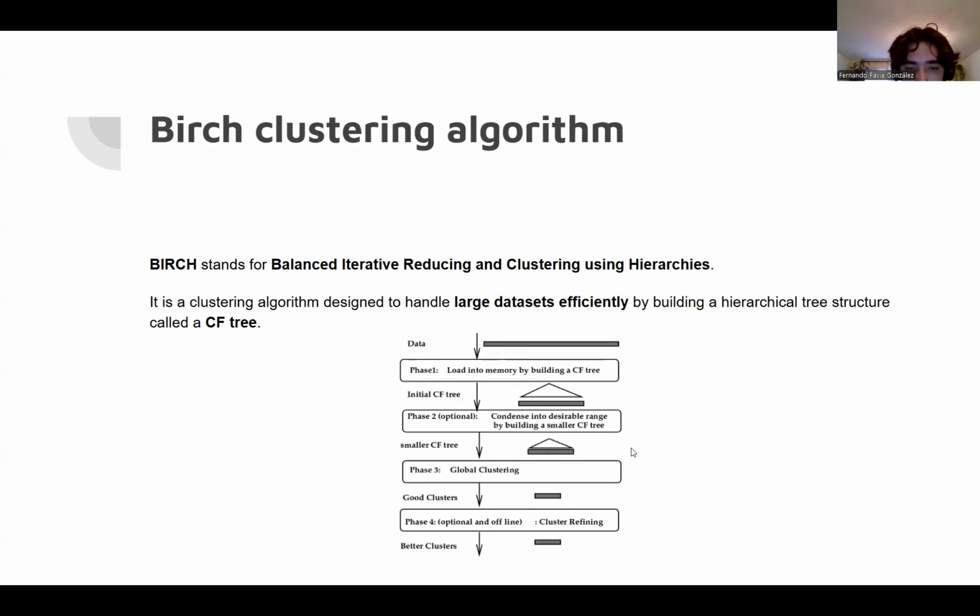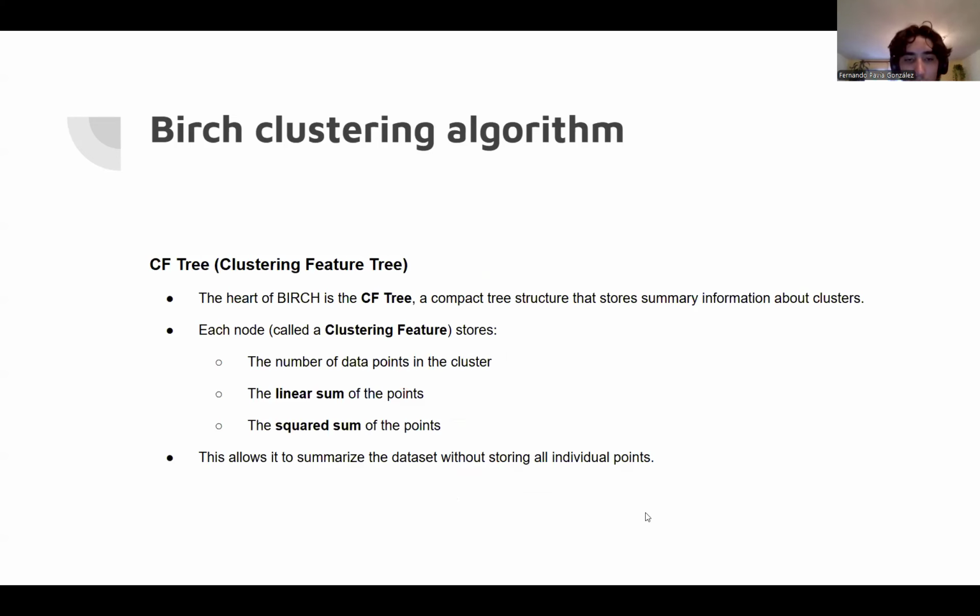Here, as you can see in the image, is a little representation of the process it follows, which I'll profound more on the next slides. But in general terms, first it loads the data into memory by building a CF tree. Then it condenses the data, creating global clusters, and then it refines clusters until we have not little clusters, but better clusters.